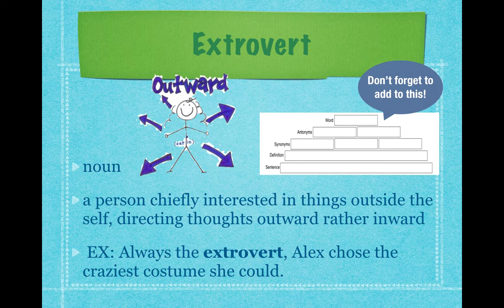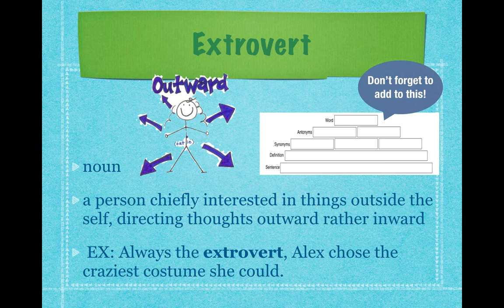Extroverts are usually outgoing people. They're very talkative or bubbly. Always the extrovert, Alex chose the craziest costume she could. So when you're doing your word pyramid for extrovert, we already know one of the antonyms, which is introvert. So you can write that for antonyms. Again, at any point, please feel free to pause the video so that you can finish up your word pyramid before moving on to the next word.